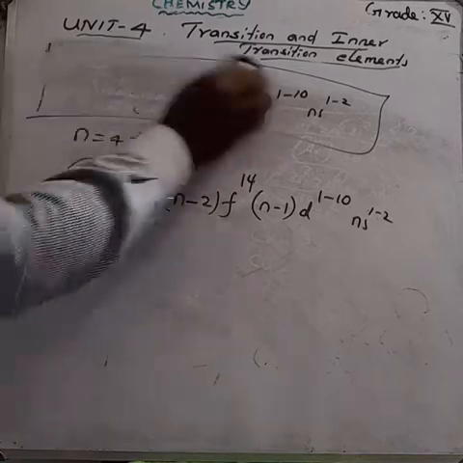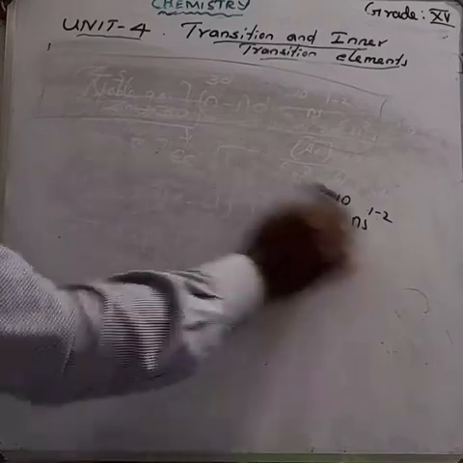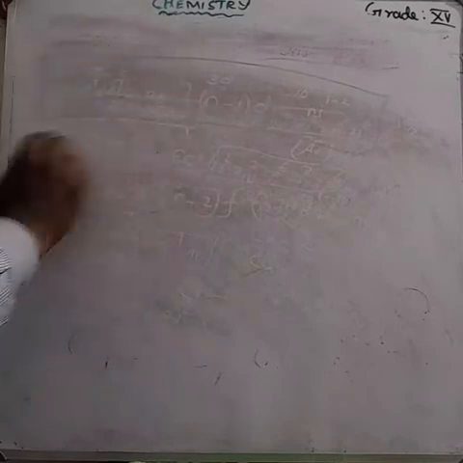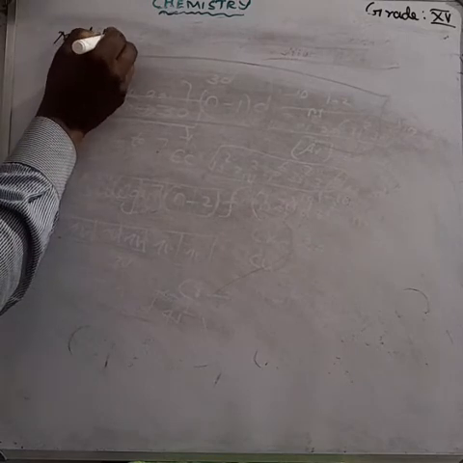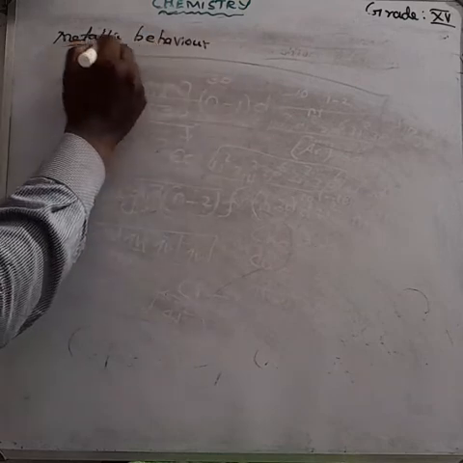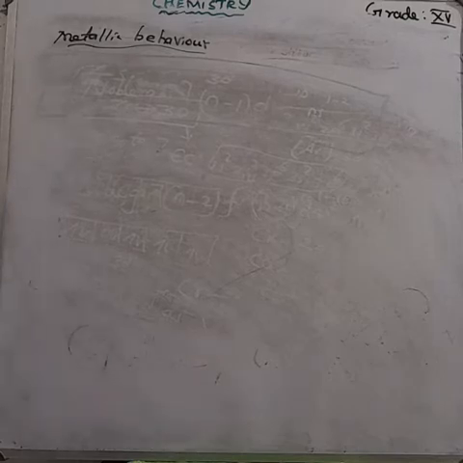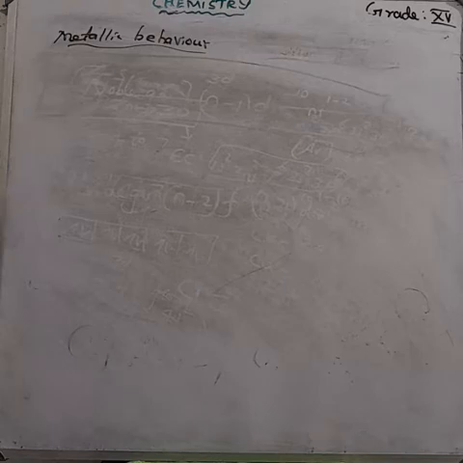Next, we will discuss the general trends in properties. First, we have to discuss metallic behavior. Here, we know electropositive elements show metallic behavior: the tendency of an element to form a cation by losing an electron. That is metallic behavior.